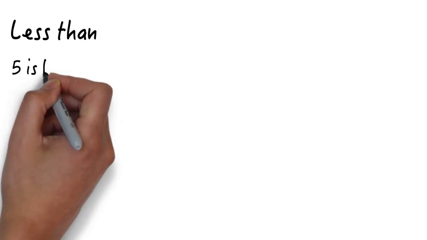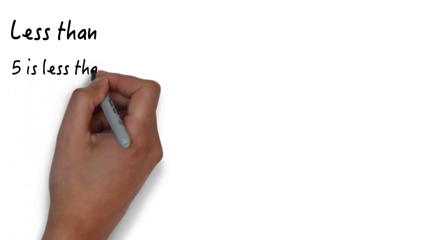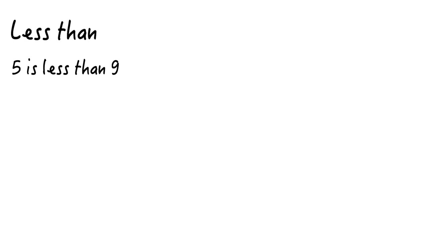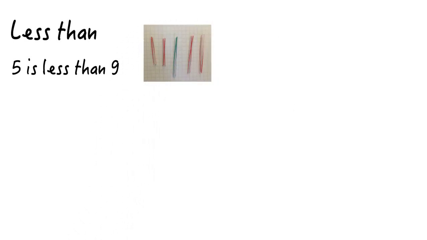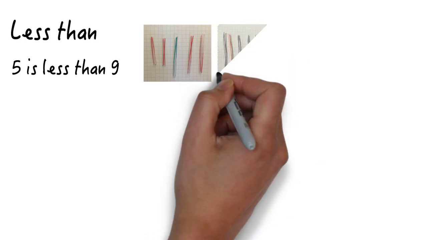Let's take a look at less than next. If one number is less than another, it means it has a lower value. So 5 is less than 9. And we know that 5 is less than 9 because if we get 5 objects and 9 objects, we can see that there are less.